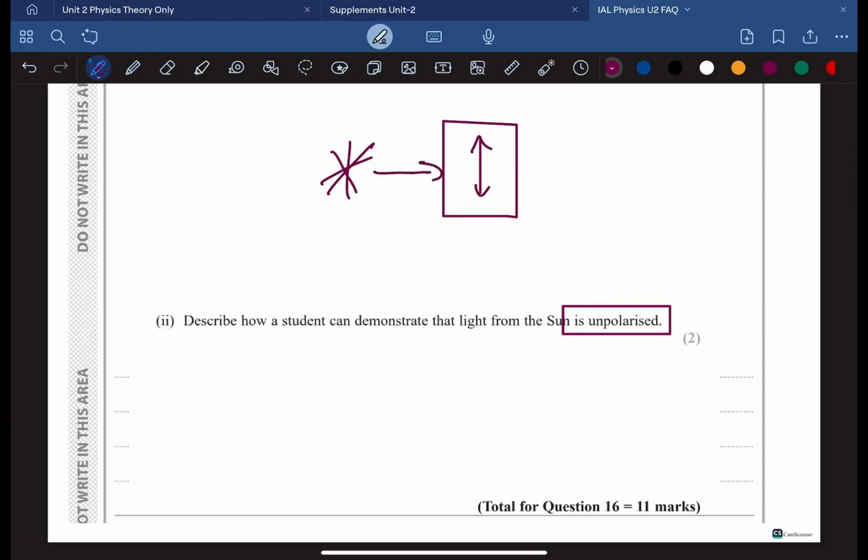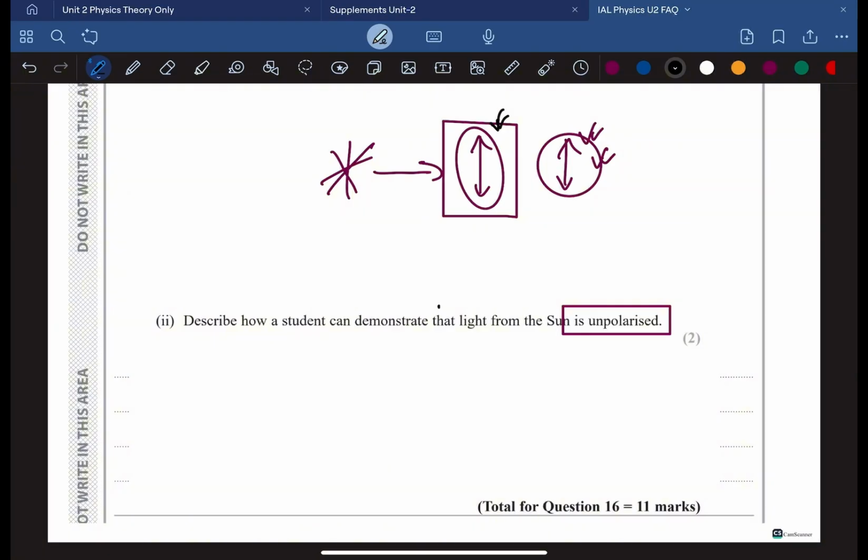So if you pass it through, it will only show the polarized light that comes out, because when you pass unpolarized light through a polarizing filter, polarized light is produced, and the polarized light has its direction of vibration in the vertical direction, because the polarizing filter also had its plane of polarization in the vertical direction. This is how you can examine it.